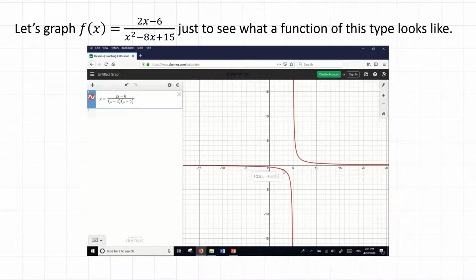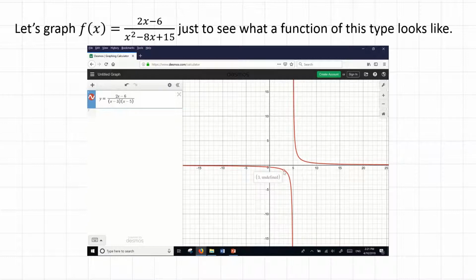The other value we have is x equals 3. So what's going on at x equals 3? If we go to x equals 3, what we actually see is that there's this point on the graph where the function is undefined when x equals 3. You see that word undefined.